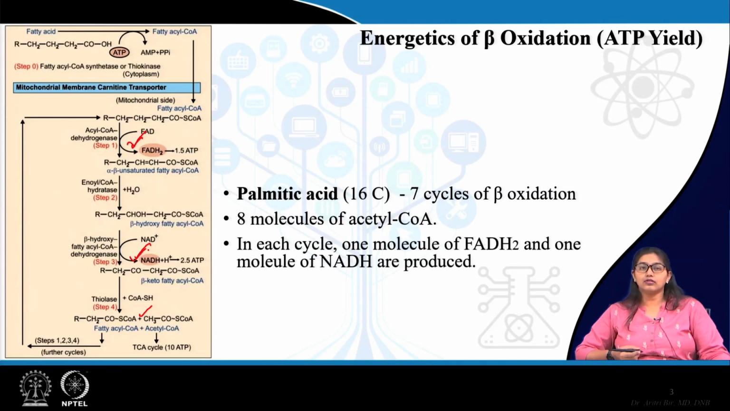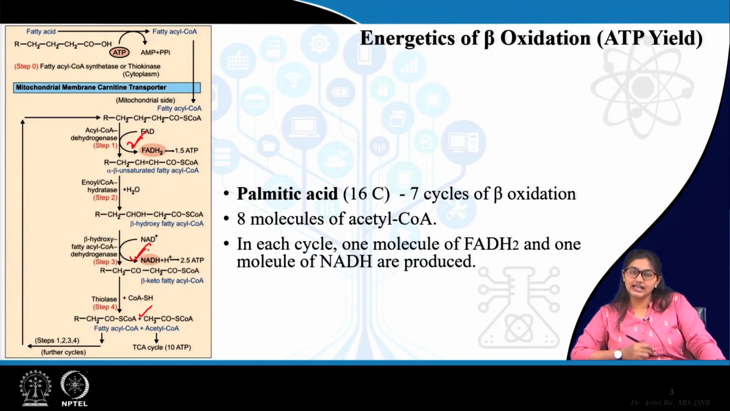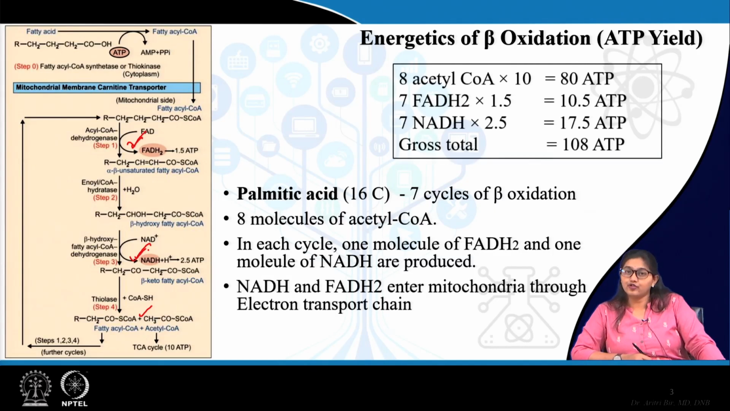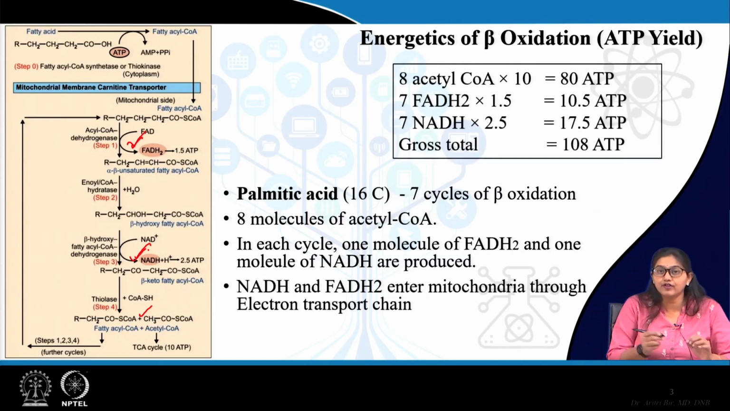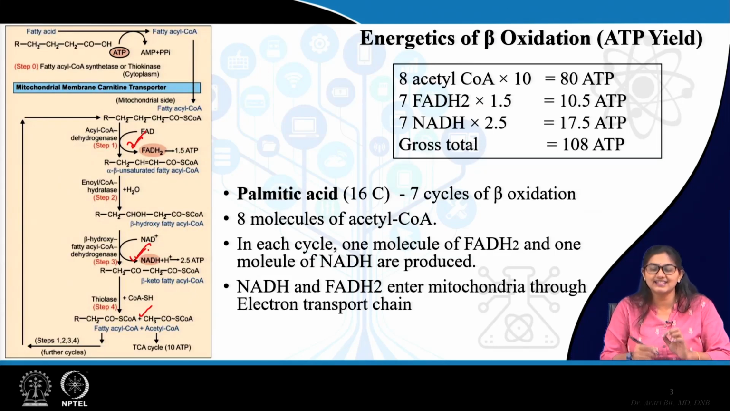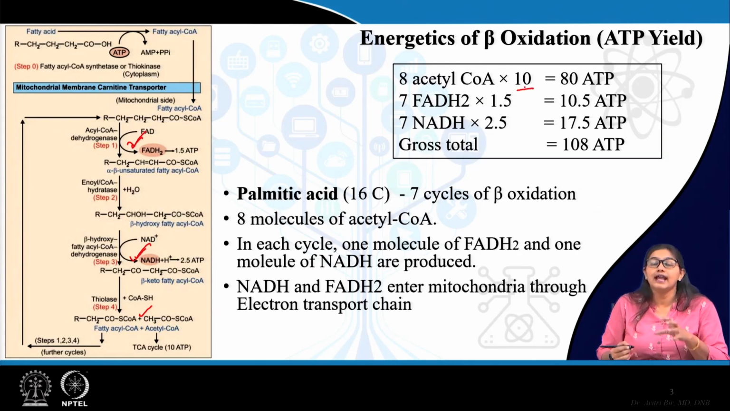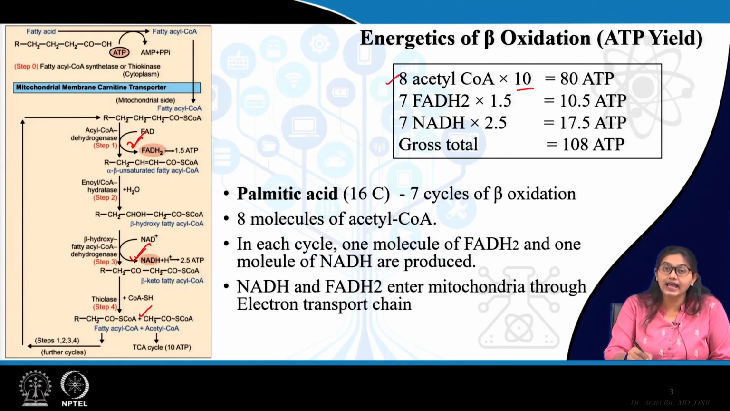So, in each cycle of beta oxidation of palmitic acid, 1 molecule of FADH2 and 1 molecule of NADH are formed, and these enter the electron transport chain. Now, if you remember from the TCA cycle, this is a time to revise how acetyl coenzyme A gives rise to ATP. Each acetyl coenzyme A gives rise to 10 ATPs, as we discussed in the TCA cycle. Here we are getting 8 acetyl coenzyme A, which finally produce 80 ATPs.